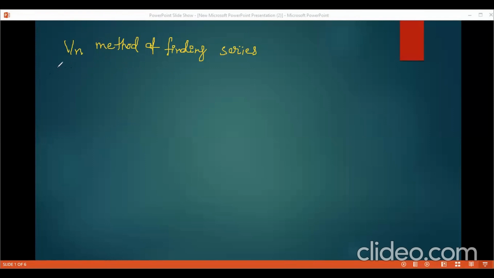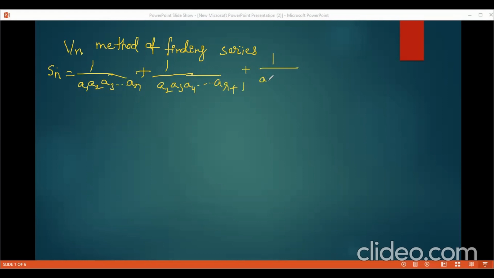Say any of your sequence, they ask you to calculate Sn, which is of the form 1 by A1, A2, A3, so on, Ar, plus 1 by A2, A3, A4, so on, Ar plus 1, plus 1 by A3, A4, A5, so on, Ar plus 2, plus so on like this, up to n terms. Then how do you find this easily?